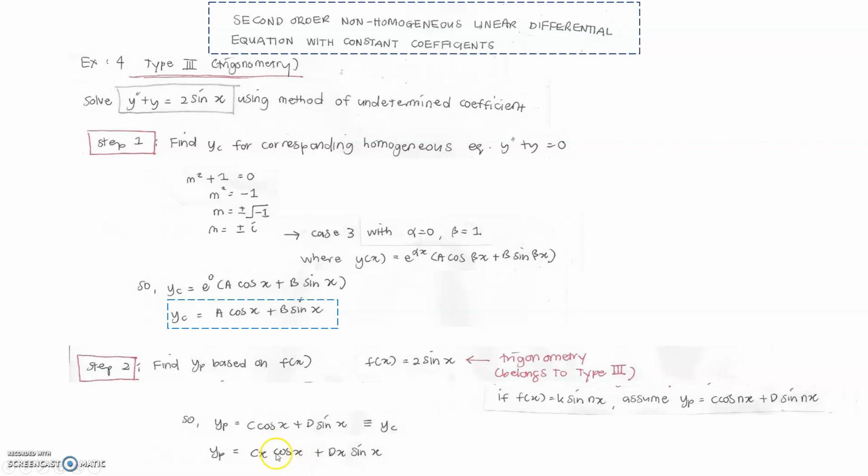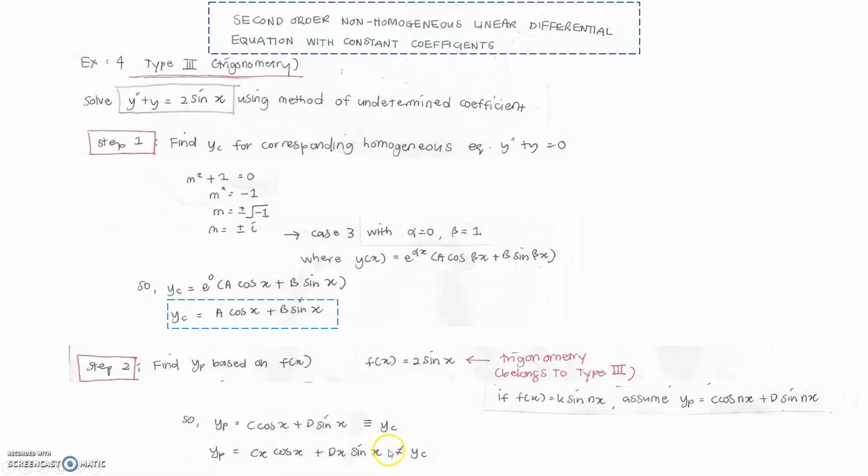Okay, and then now you need to check it back. You need to compare it back with the yc. Okay, so now none of these terms have the same pattern as yc. So at this level, your yp is considered not the same as yc. So you may stop.